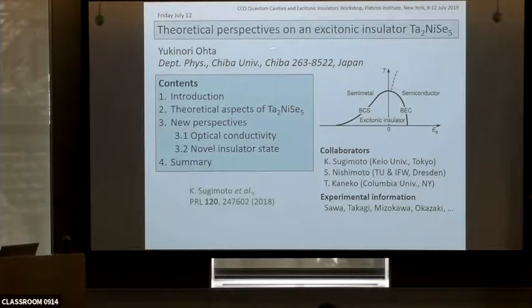I will begin with a small introduction, and I will also give you some theoretical aspects of this material, and I would like to make some perspectives based on the optical conductivity analysis. Dr. Boris already mentioned it, but here I would also like to discuss some aspects. And I would like to suggest a normal insulator state. A summary will be given. And this work is already published in this paper.